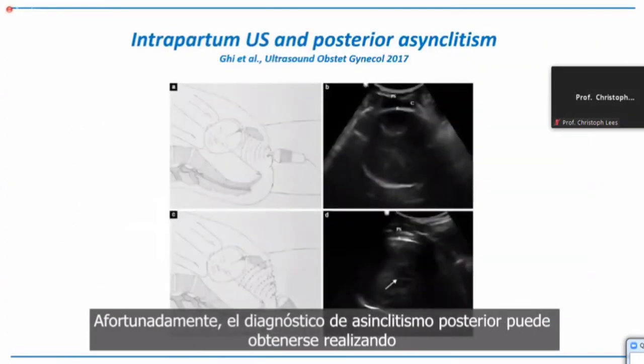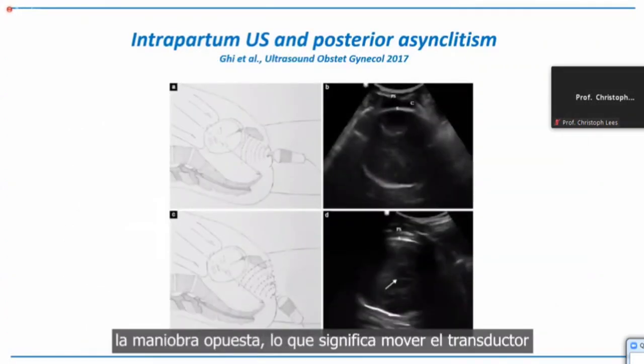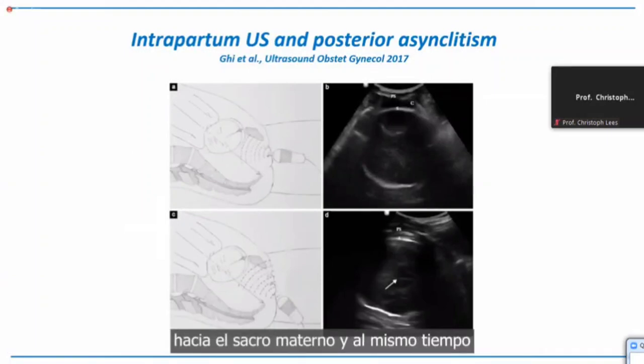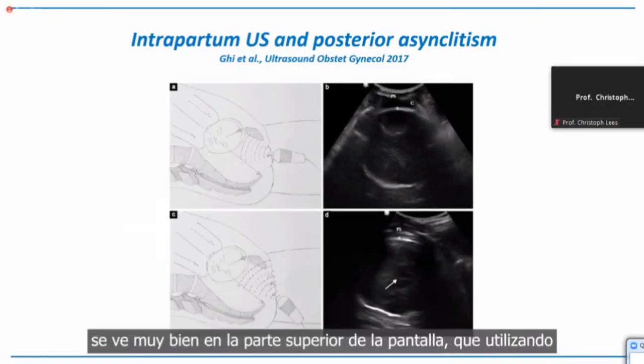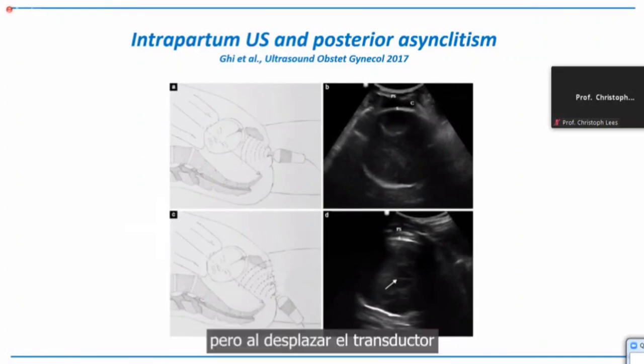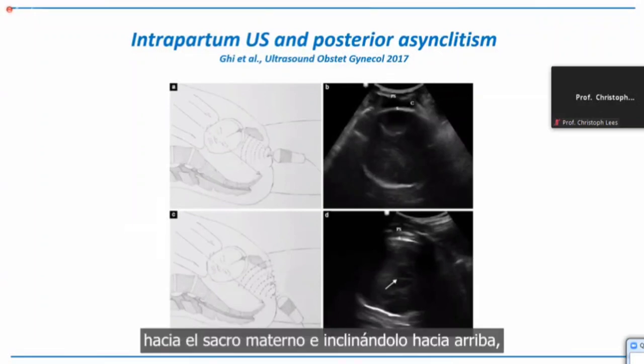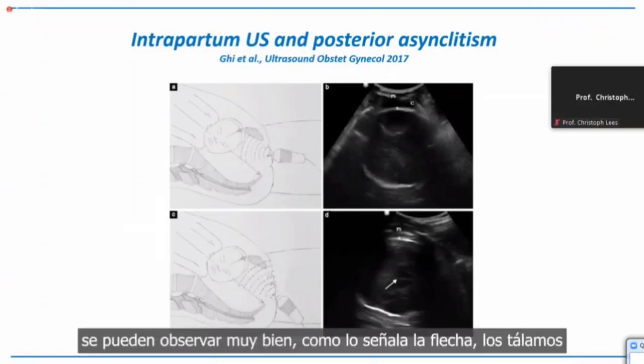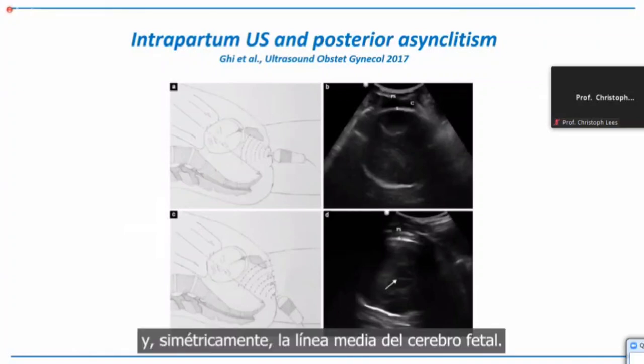Conversely, the diagnosis of posterior asynclitism can be obtained by performing the opposite maneuver, which basically means by moving the probe towards the maternal sacrum and at the same time by tilting the probe towards the pubic symphysis. This was a case which we published a few years ago, and you can nicely see at the top of the screen that using standard angle of inclination, the midline cannot be visualized. However, by moving the probe towards the maternal sacrum and tilting it upwards, you can nicely see, as pointed out by the arrow, the thalami, and symmetrically the midline of the fetal brain.